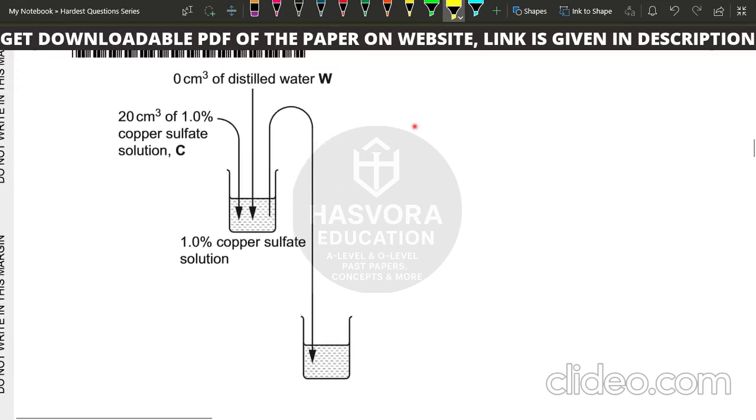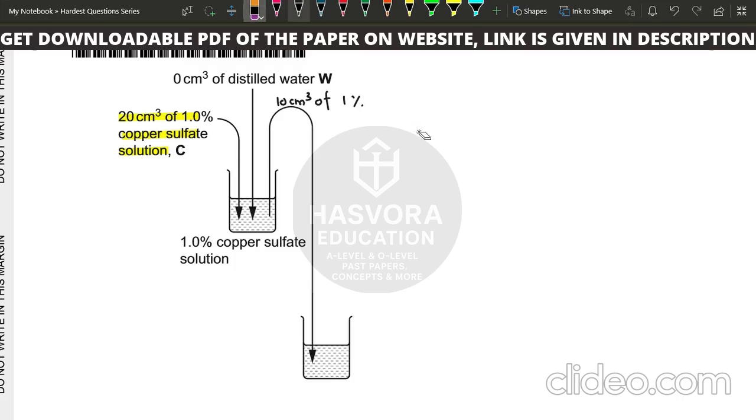Okay, so now just follow the procedure. So now you have 20 cm cube of 1% copper sulfate solution. Now this is the original, the one that has been given to you. Now the arrow that you are seeing is used for the transfer. So what are we transferring? We are transferring 10 cm cube of 1% copper sulfate solution. I am just writing the formula, but you do not have to write the formula, you have to write it fully. Okay, let's just write it fully.